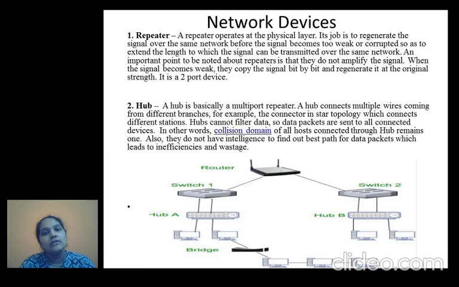A hub does not have the intelligence to find the best path. It just takes a data signal from one node and sends it to another node. It does not have any intelligence to find the best path for the data packet, which leads to inefficiency and wastage. Okay. So hubs have some types: active hub, passive hub and intelligent hub.